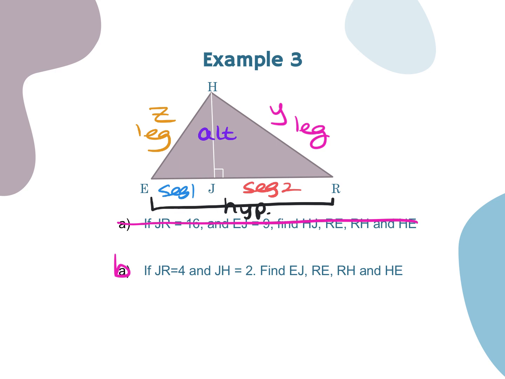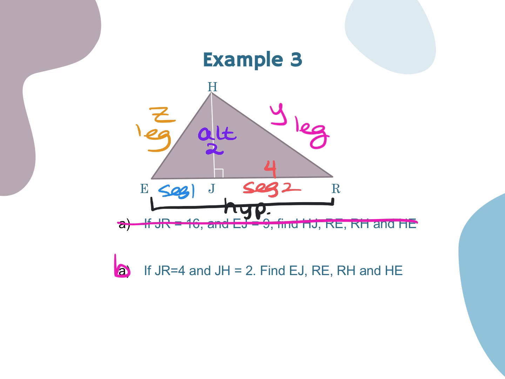So let's fill in the numbers. We're given JR, which is segment 2. They told us it's 4. Then they gave us the length of the altitude. It's 2. So now we need to go about finding the rest of our numbers here. Now for this, they're going to be left in radical form. They're not going to be perfect squares this time.